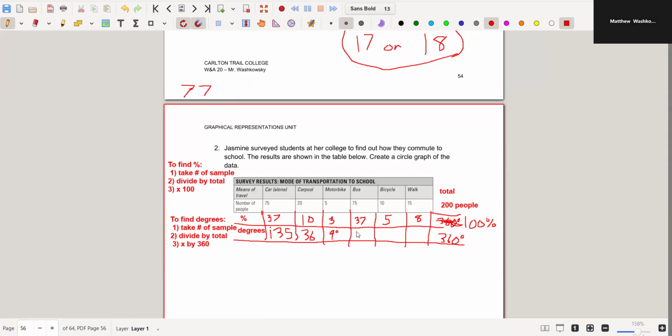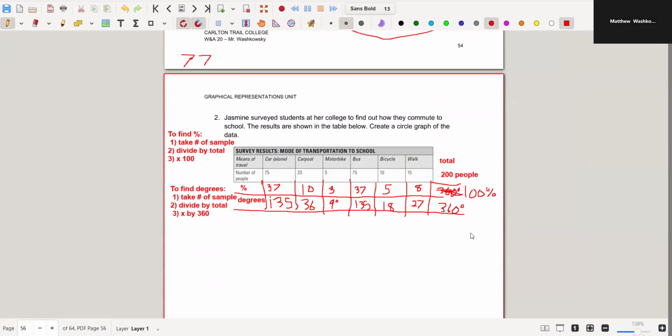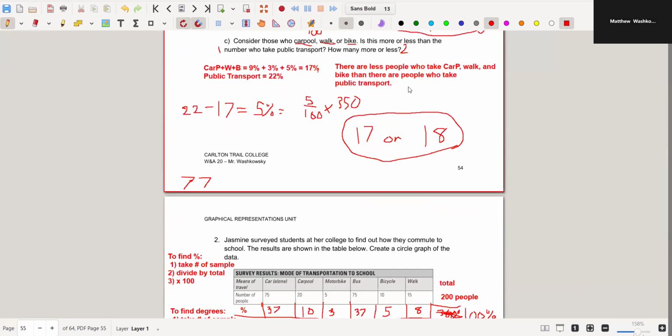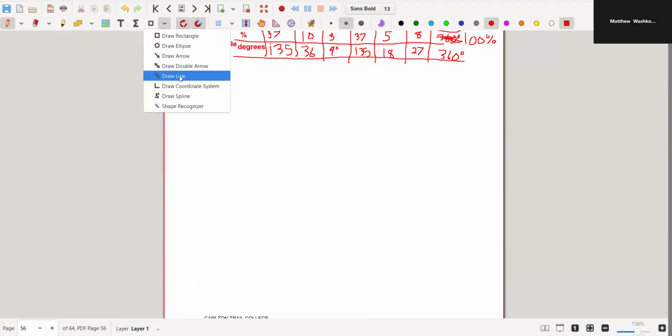This one here is 135. This one here is 18, and this one here is 27. Let's make sure we got that right. All right, add it all up, make sure it works. Yeah, it works. Adds up to 360. So I've done the first part here, which is I've figured out the percentage, the amount, and the degrees. Now what I need is I need to draw a circle.